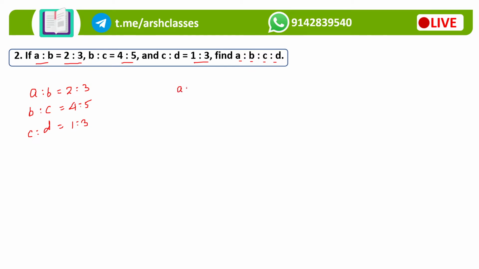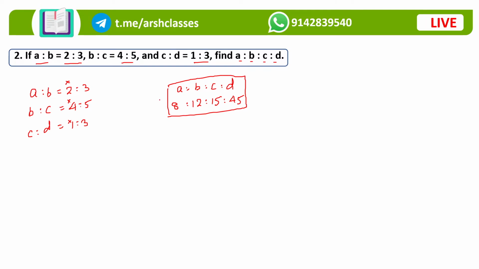I have to calculate a is to b is to c is to d. So for a, this is 2 into 4 into 1, that becomes 8, right? For b, the work of 2 is done, and we will take 3, 4 is a 12 into 1, again this is 12. Now this 4 is done, we will take now 5. So 3 5s are 15 into 1, so again this is 15, and now this 1 is done, so 3 5s are 15 into 3. So the correct answer will be 8 is to 12 is to 15 is to this figure, right?